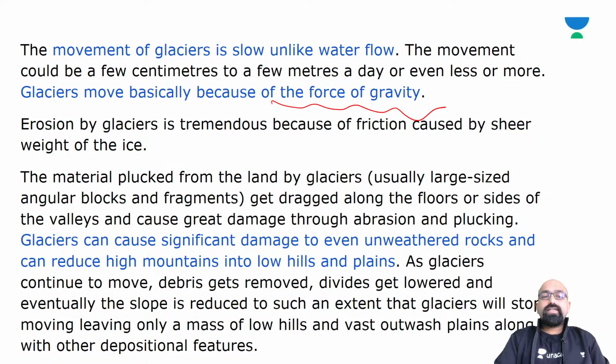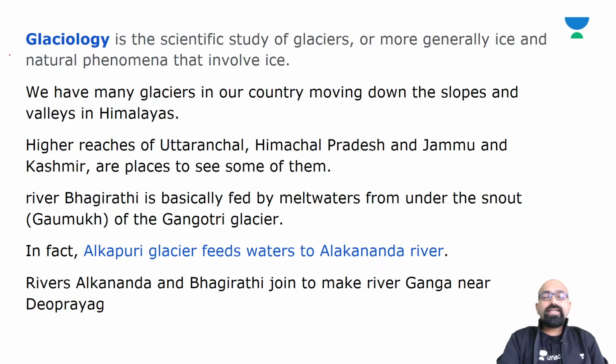As the glaciers continue to move, debris gets removed, divides get lowered, and eventually the slope is reduced to such an extent that glaciers will stop moving, leaving only a mass of low hills and vast outwash plains along with other depositional features. So this is the basic information regarding glaciers.